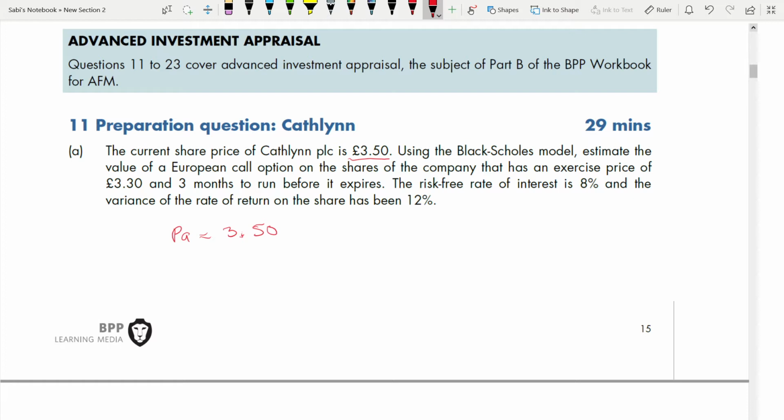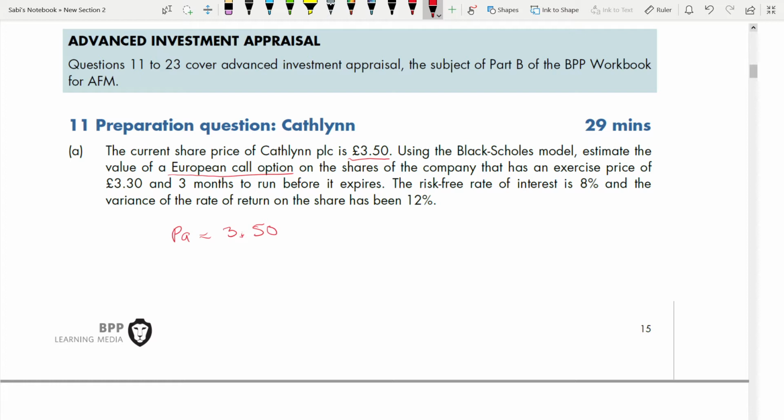So this is a European call option. You should always underline which option you are calculating. Is it a European call option? A European put option? An American call option? An American put option? Because there are two types of options, European and American, and both of them have call and put options. So since this is a European call option, we can directly use the formula of the Black-Scholes model and find it, on the shares of the company.